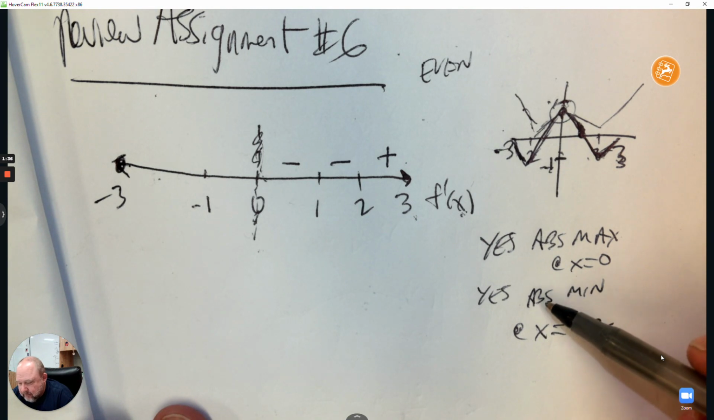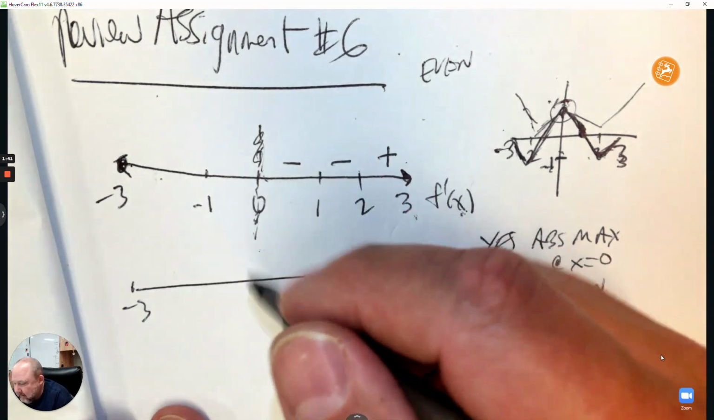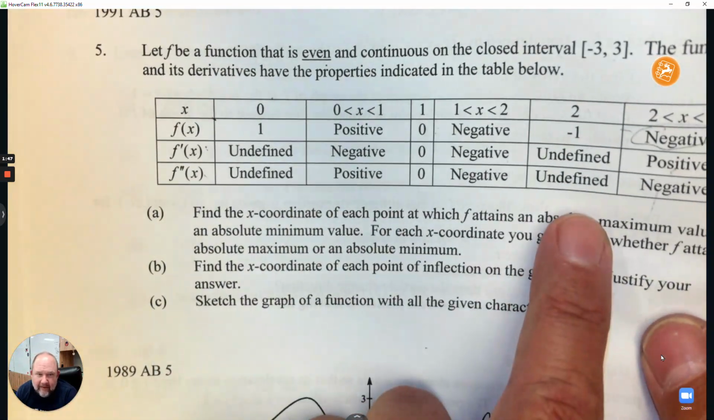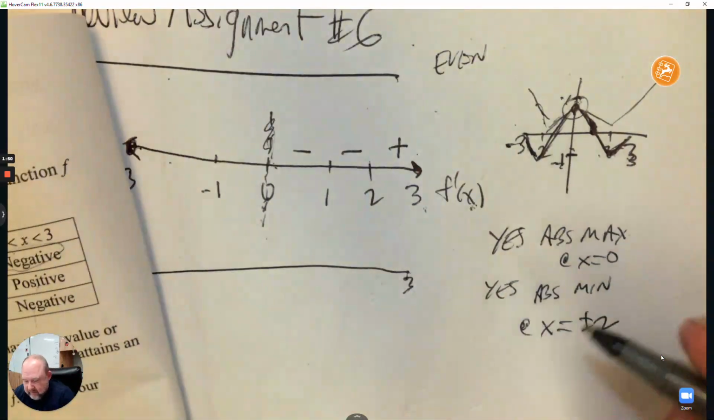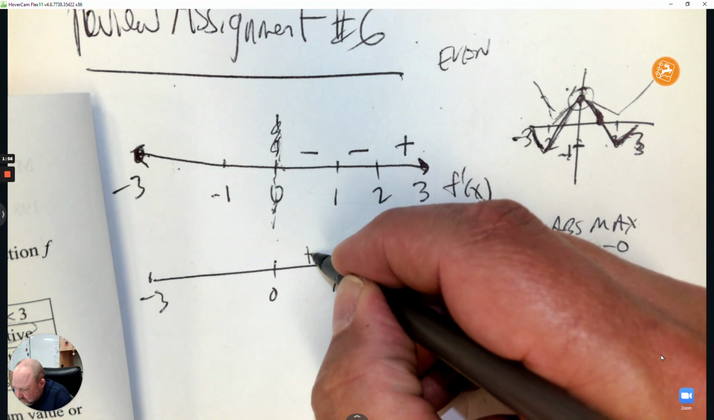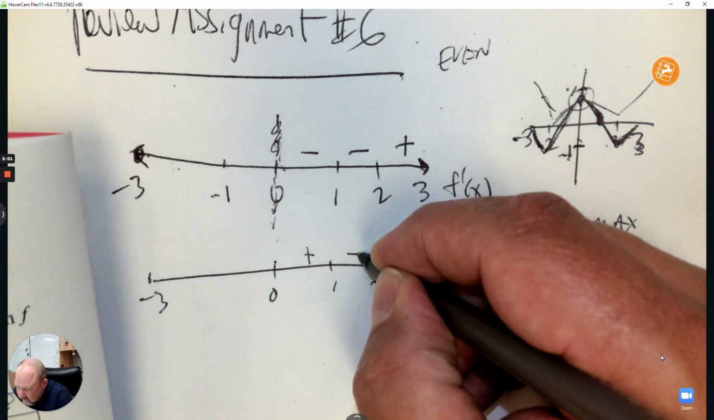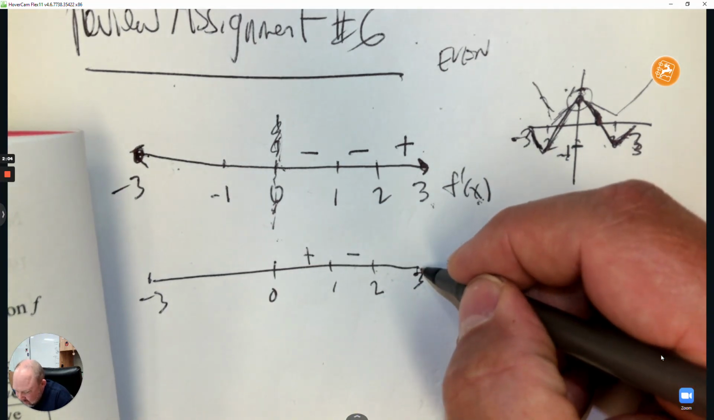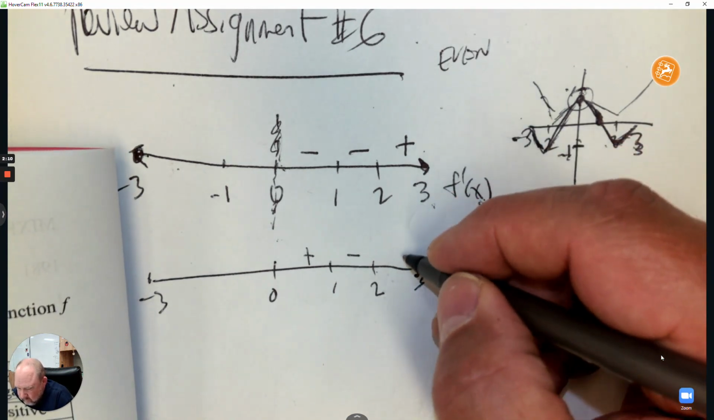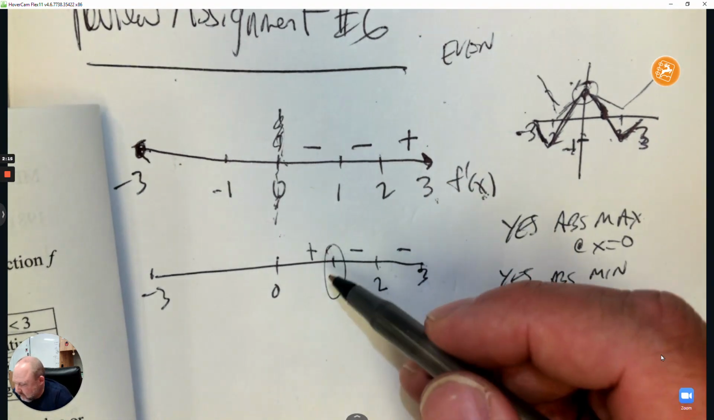Find the x-coordinate of each point of inflection. So when I look off the table, point of inflection is the second derivative. So going to the right, it's going to mirror to the left. We're going to talk about that in a second. So going to the right, from 0 to 1, it's positive. From 1 to 2, it's negative. And then from 2 to 3, it's negative again. So I'm looking at 1 being a point of inflection because there's a sign change there.